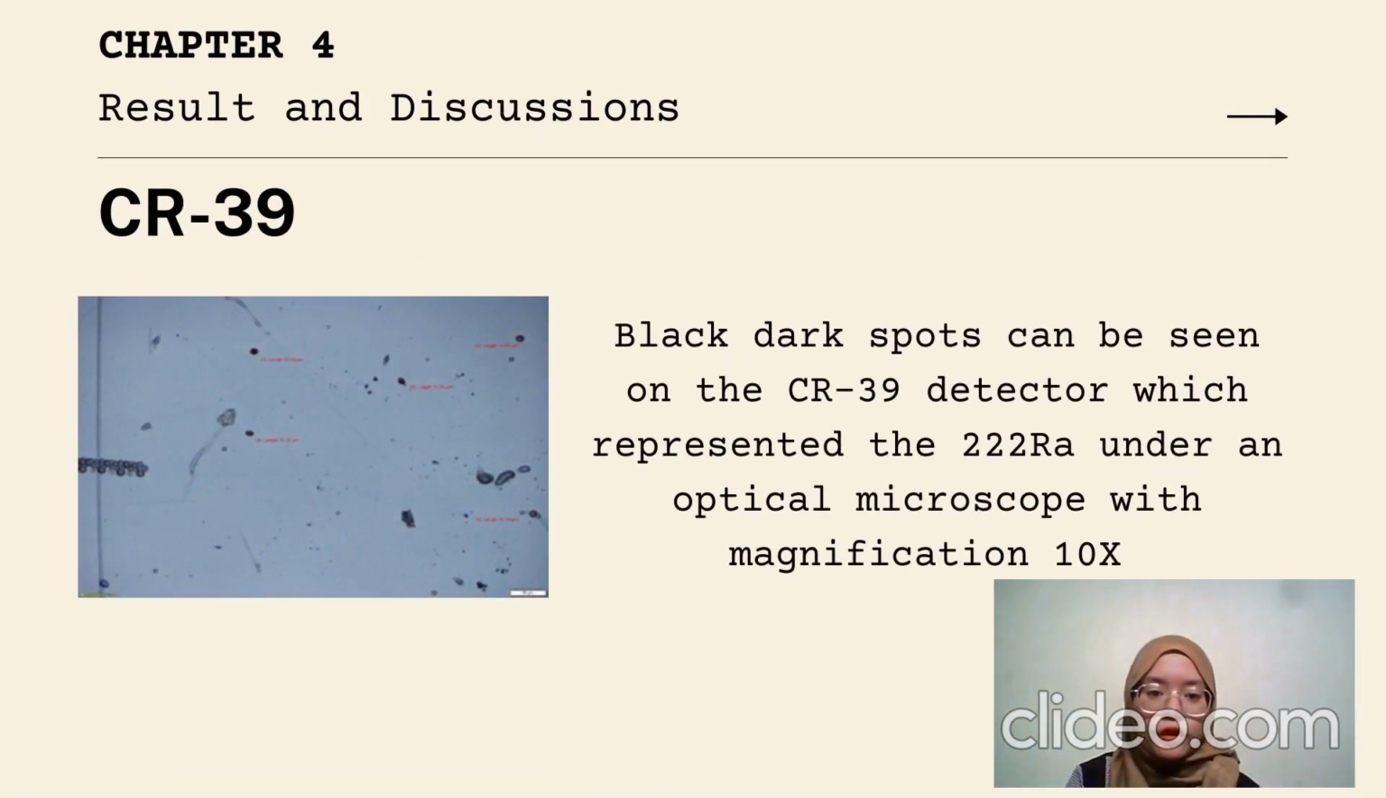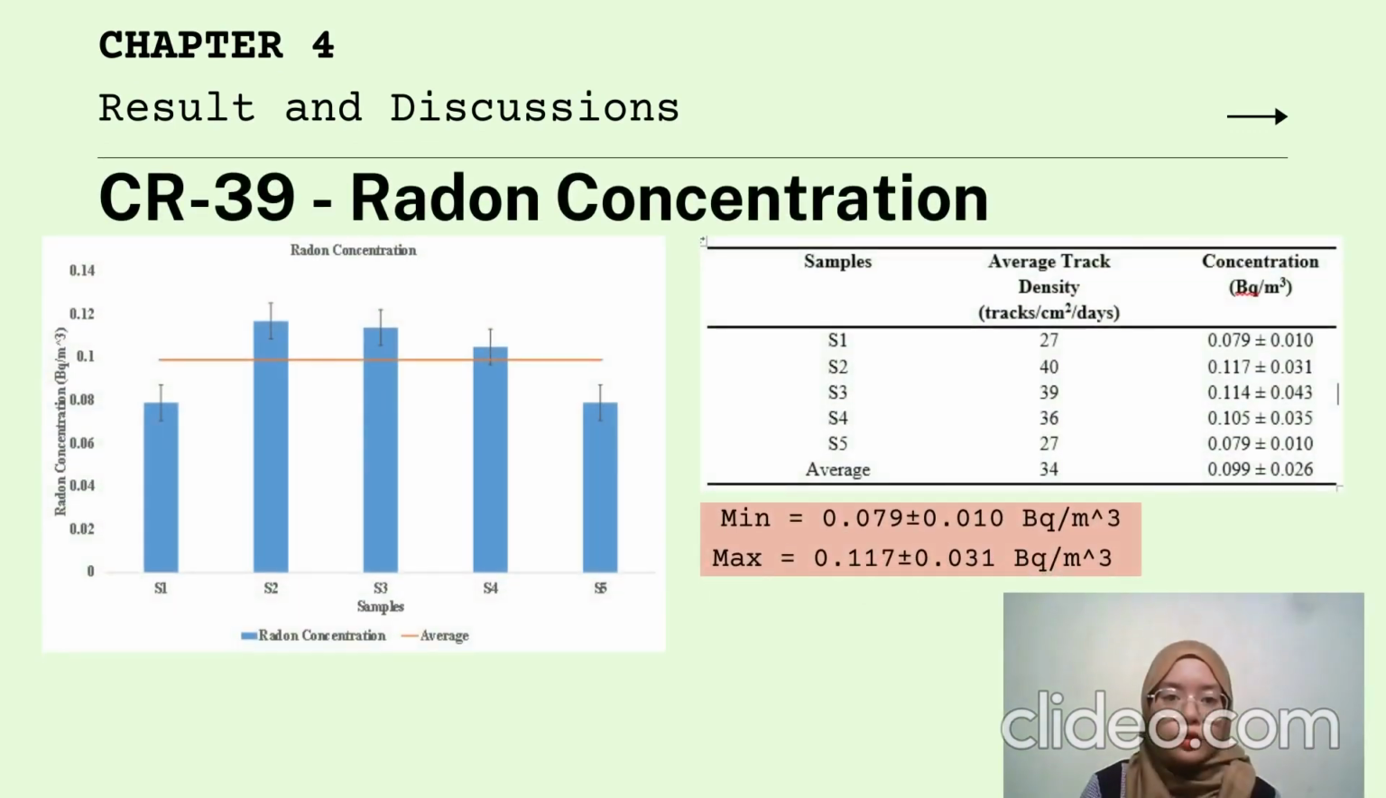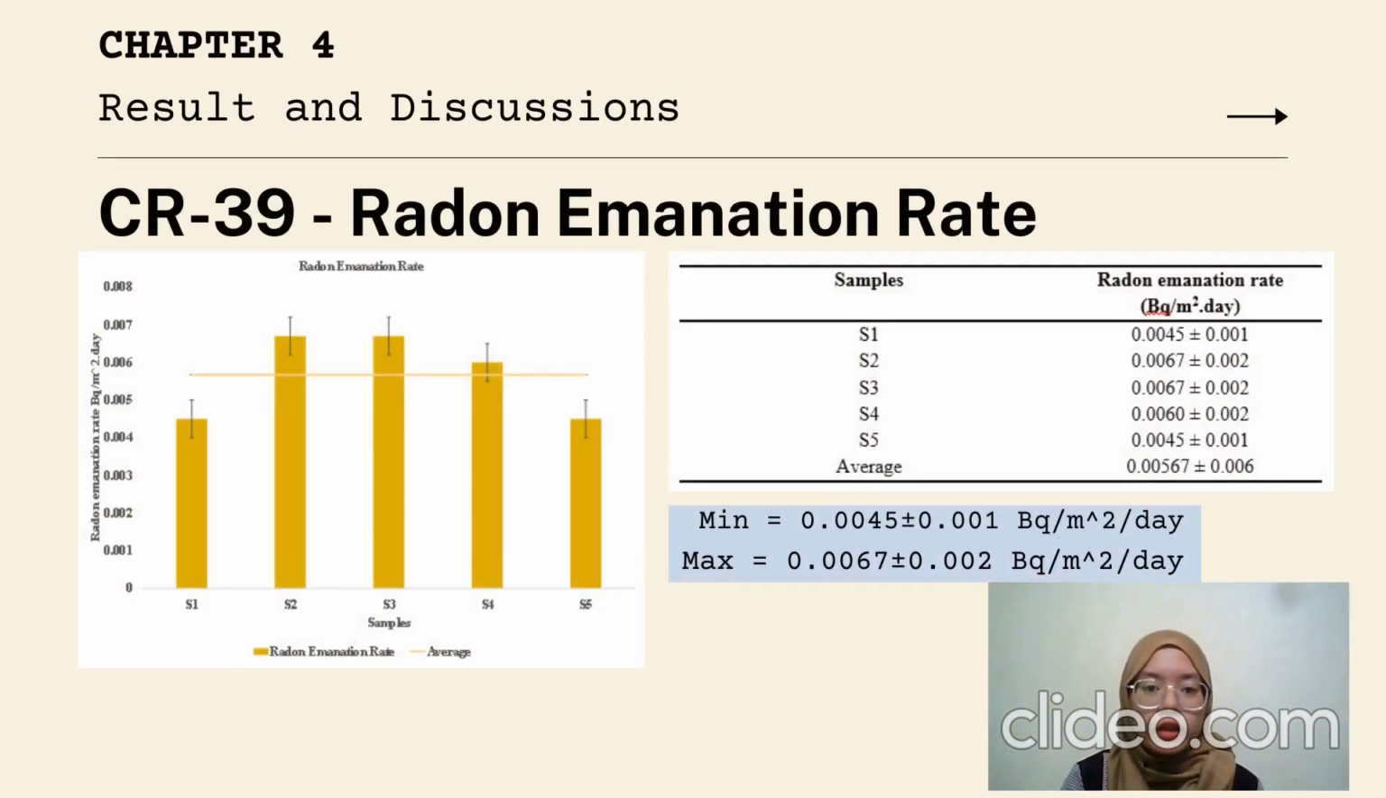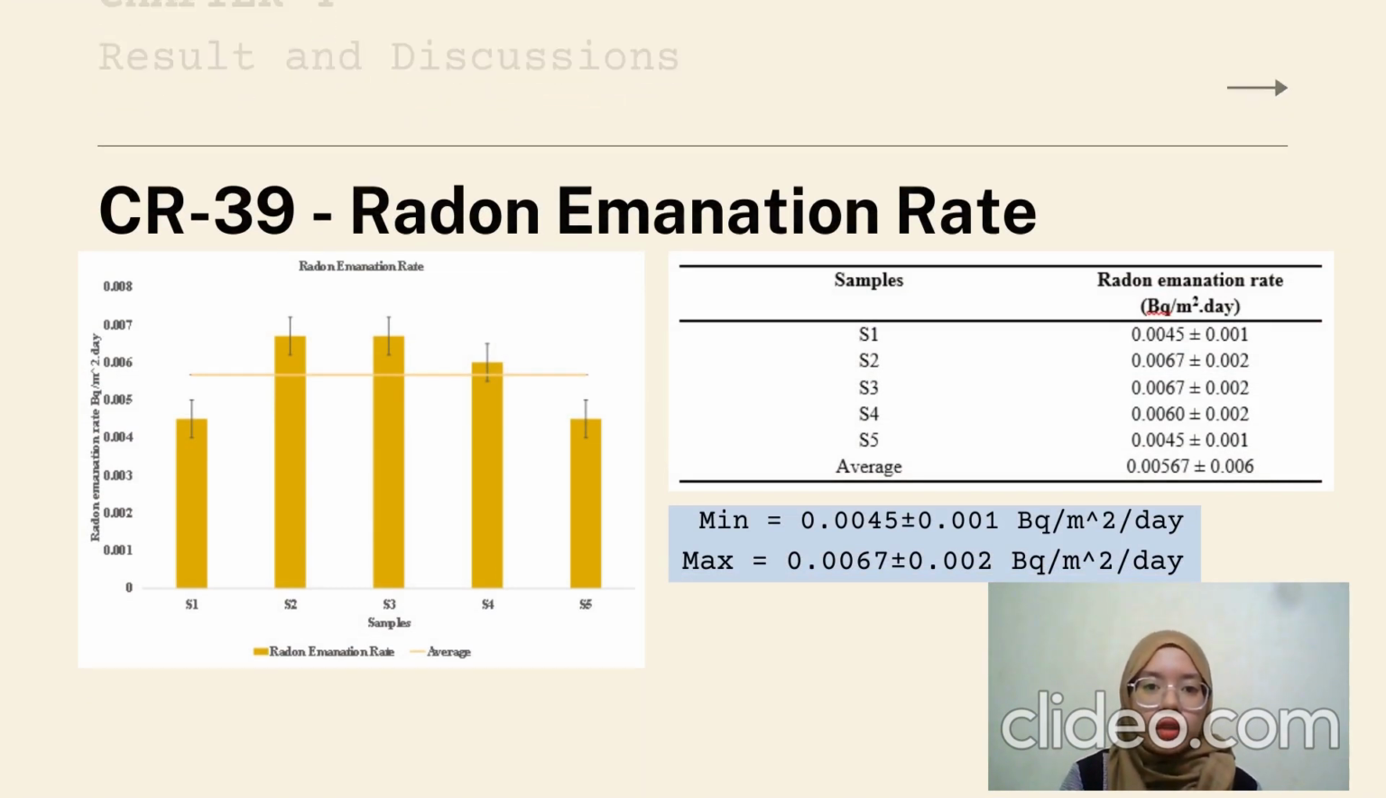Moving on to chapter 4, the results and discussions. First of all, about the CR39. The black dark spots can be seen on the CR39 detector, which represent the radon, under an optical microscope with magnification 10. For radon concentration, both sample 1 and sample 5 shared the same lowest concentration. Meanwhile, sample 2 recorded the highest amount of radon concentration. In the case of radon emanation rate, it depends on the concentration of radon, which is why the highest concentration of radon means a higher emanation rate.